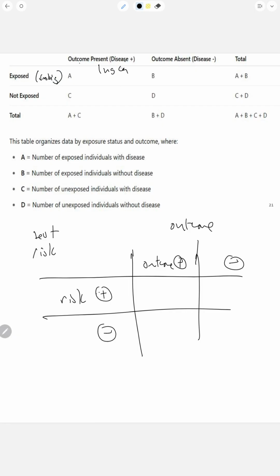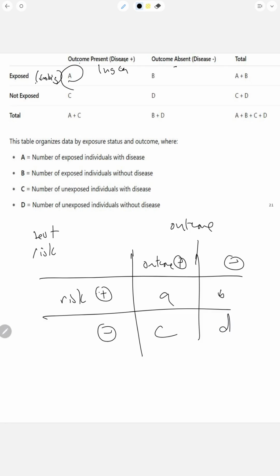Right? So lung cancer present, smoking present, that is A. No lung cancer, but was smoking, that is B. Disease present, not exposed, meaning lung cancer present, but non-smoker, that is C. And the outcome absent, meaning no lung cancer and not exposed to smoking, that is D. Once you've got this down, then it becomes quite easy.